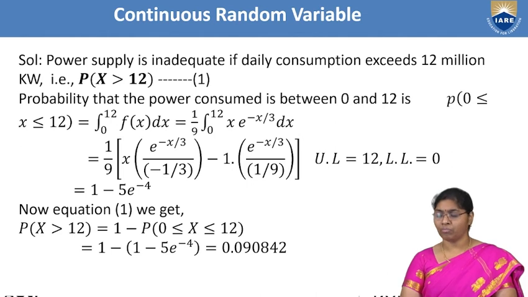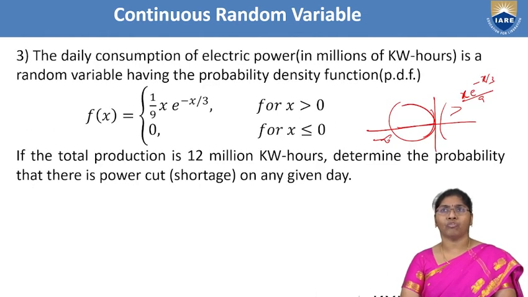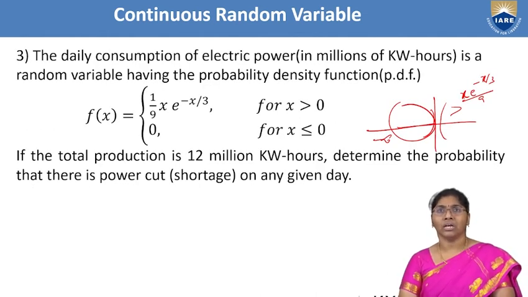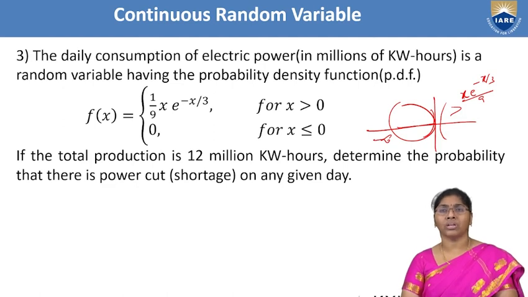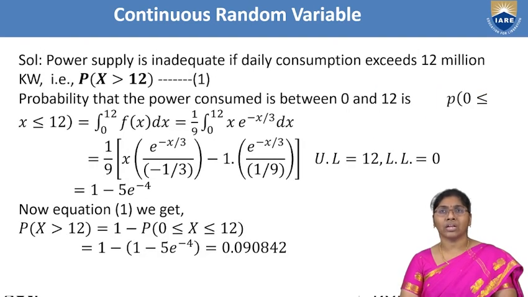Here it is compulsory, they have given exceed 12. That's why we are considering the total production is 12, and exceed means x greater than 12. We are not considering 13 to minus infinity or plus infinity. That's why we are considering 1 minus.